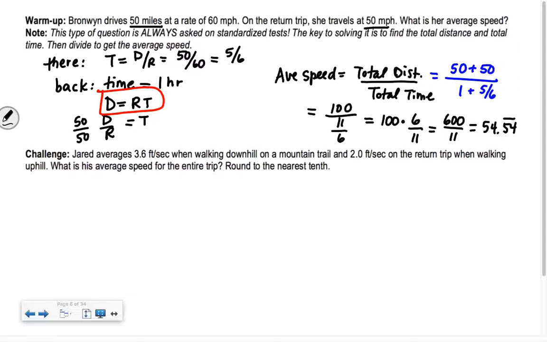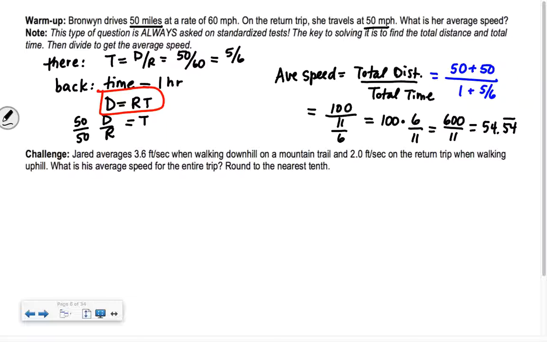Yeah, she spent an hour going at the slower speed, and she only spent 50 minutes driving at the faster speed. So it's not going to be directly half of that. She's going to spend more time going slower. So it's going to be slightly less than what you would think that average of 55 was, okay? Did you guys get it?